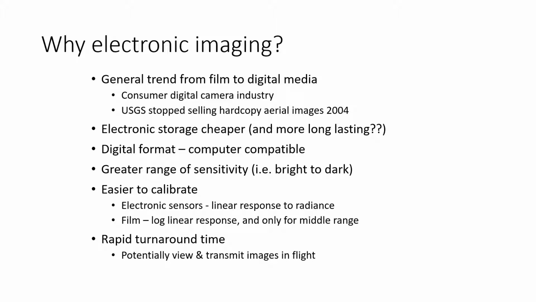Digital format is computer capable. It also allows us a much greater range of sensitivity in terms of bright to dark. It's easier to calibrate. Electronic sensors typically have a linear response, where film has a log linear response, and only for certain ranges. We have a rapid turnaround time. We can actually sometimes look at our data literally as we're collecting it.